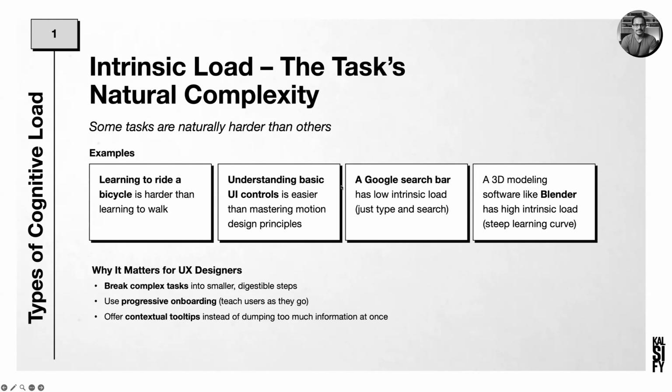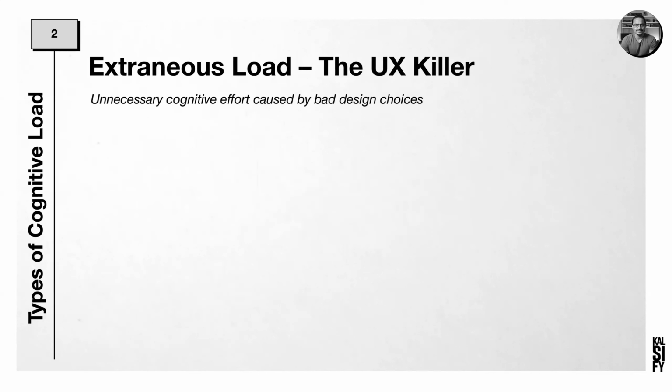But why does it matter for UX designers? You can't eliminate intrinsic load, but you can simplify how it's introduced. Break complex tasks into smaller, digestible steps. Use progressive onboarding. Teach users as they go. Offer contextual tooltips instead of dumping too much information at once. A good UX example is Duolingo's onboarding, which teaches one phrase at a time instead of overwhelming users with grammar rules. Second is extraneous load, the UX killer: bad design choices.